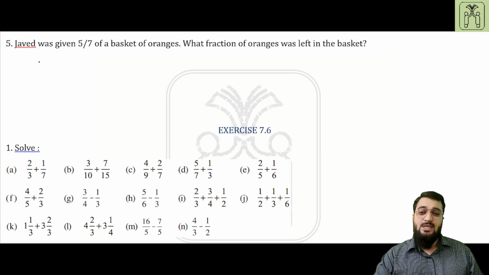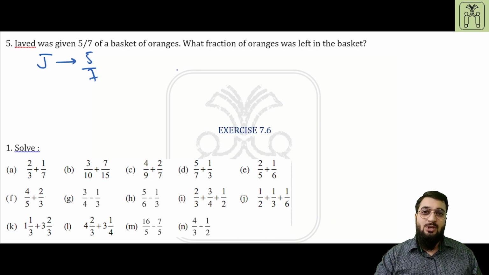Question number 5. Javed was given 5 upon 7 of a basket of oranges. So we'll write J and we'll write 5 upon 7. What fraction of oranges was left in the basket? Okay, there is nothing else remaining.